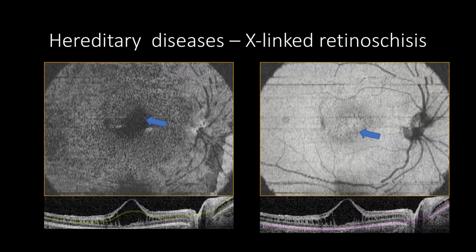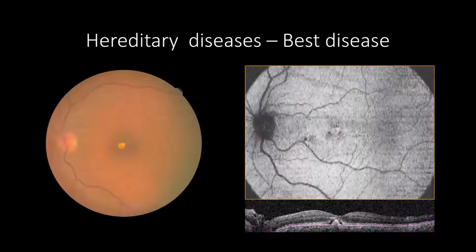RPE slab may show some projection artifact in advanced cases. Enface OCT can help to differentiate between cystoid macular edema, myopic schisis, and juvenile retinoschisis.